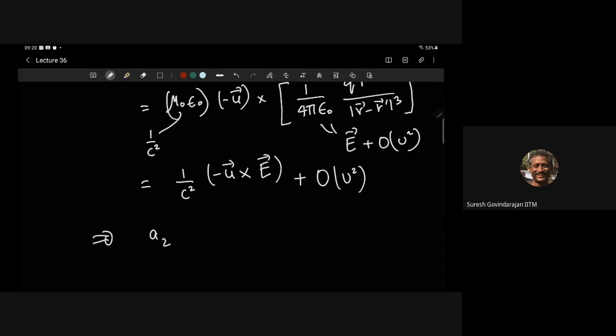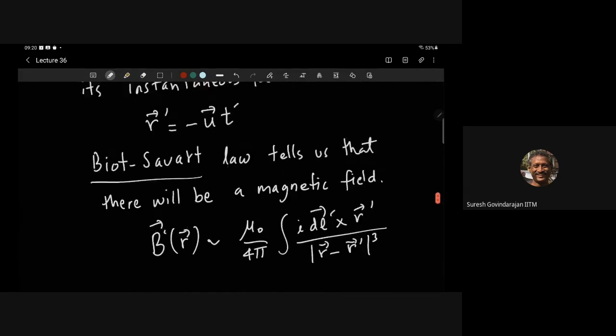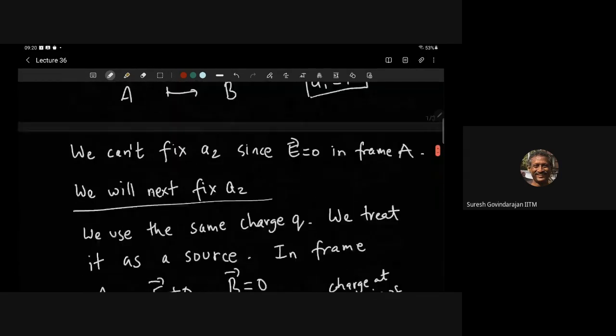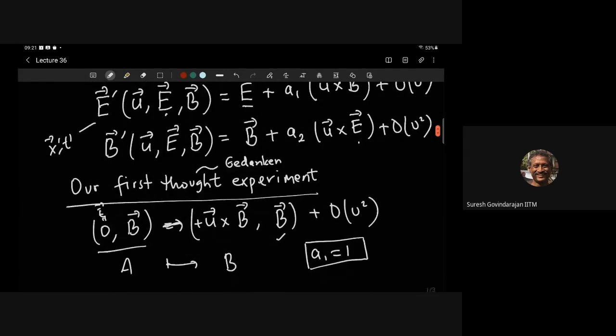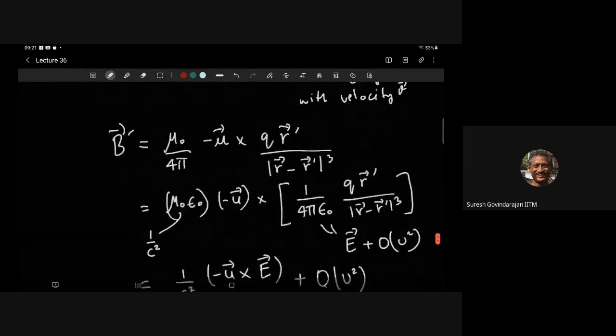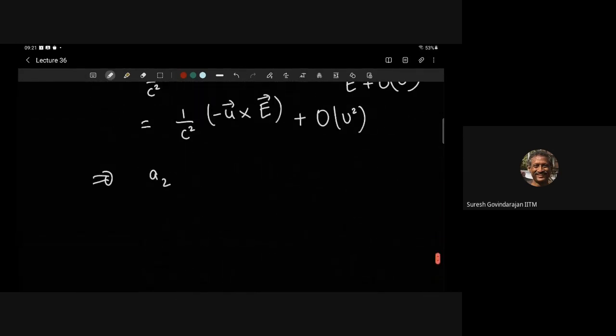So we just go back and compare. It said A2 should be some A2 times u cross E. And what did we get? 0 plus something. So the A2 will be... do you agree with this?